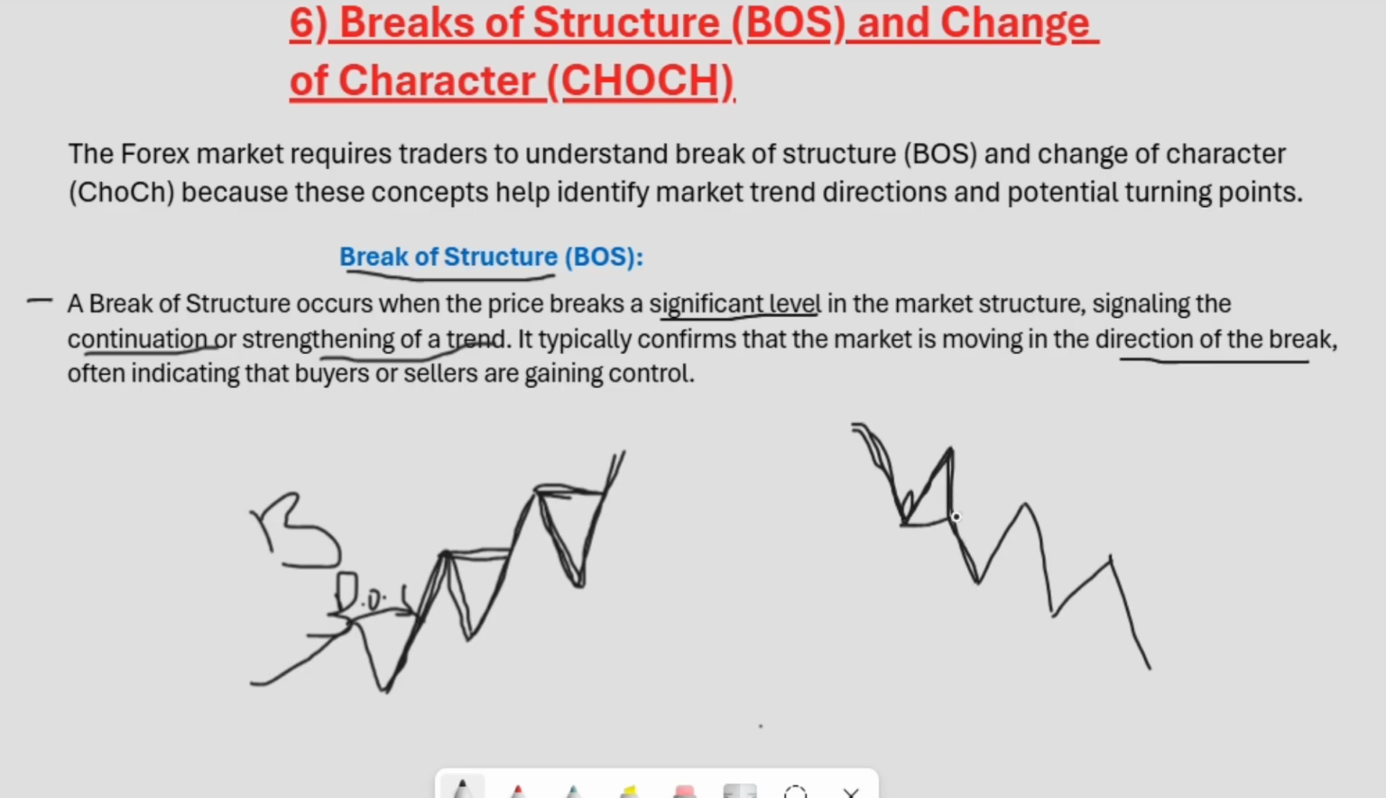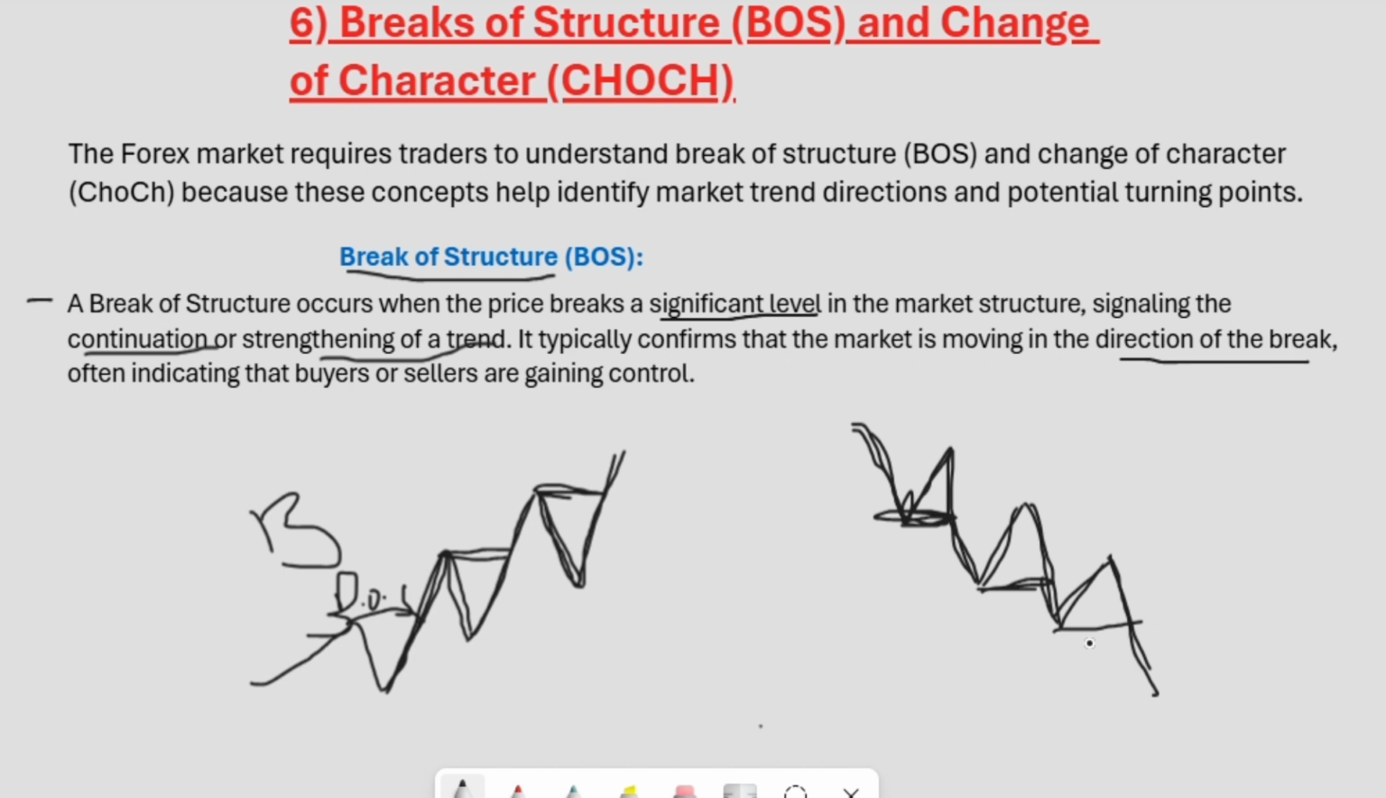Here, price breaks this level. After price breaks this level, we call this level a break of structure. So price continues with the trend. Then we had a retracement. Then price came and broke this level. After breaking this level, we call it a break of structure. Also price came, showed a retracement, came down. We call this level a break of structure. I will show it in a chart.